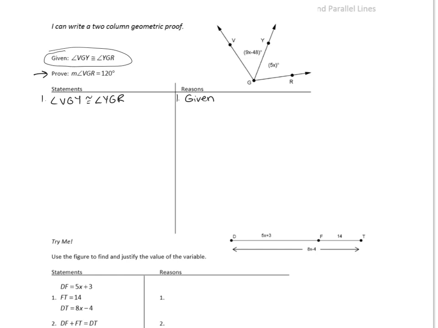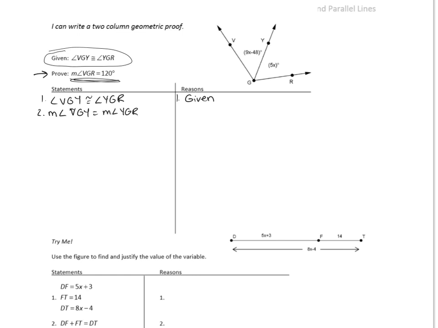Now, if I have the congruent symbol, and then I know I need to get down here to things being equal to each other, that means I need to, at some point, convert my congruent symbols into equal signs. So I'm going to go ahead and do that here in my second step. I know that if two things are congruent, then they're also equal. The measure of angle VGY is equal to the measure of angle YGR.